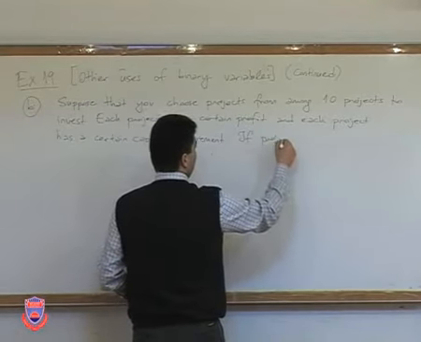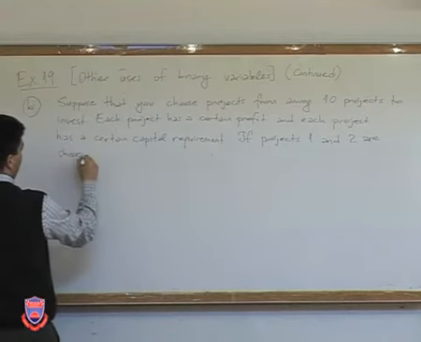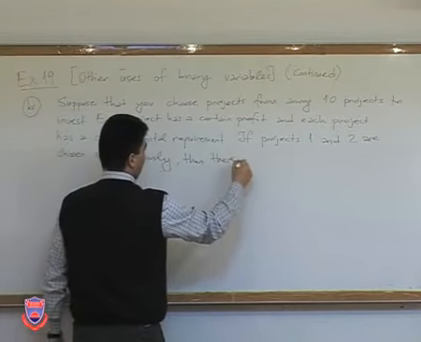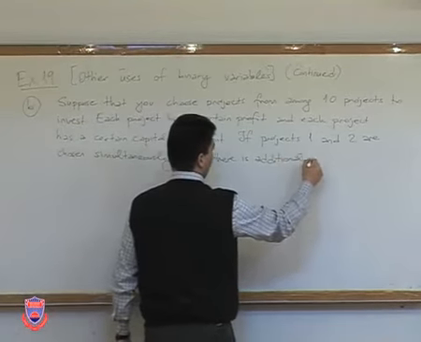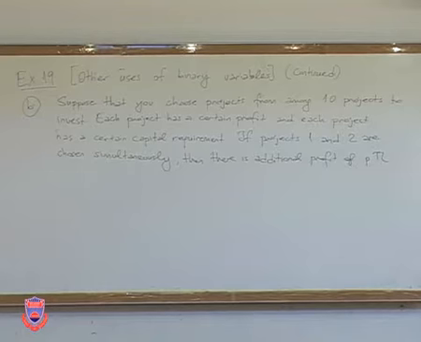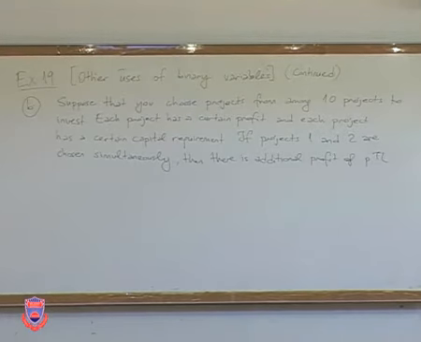Let's say if projects 1 and 2 are chosen simultaneously, then there is an additional profit of, let's say, P Turkish liras, whatever P is, okay? So what does this mean? Suppose that project 1 has a certain profit, project 2 has a certain, probably different profit. If I pick project 1 and 2, I already earned those profits, the profits from 1 and 2. But if I pick them simultaneously, at the same time, then there's an additional profit as well. So basically, I'm going to get P1 plus P2 plus P if I pick 1 and 2 at the same time, where P1 is the profit of project 1 and P2 is the profit of project 2.